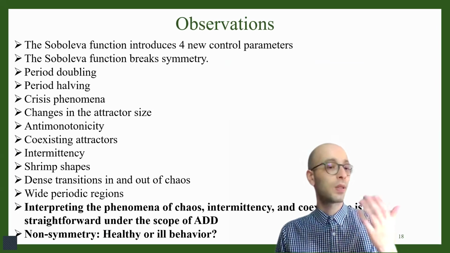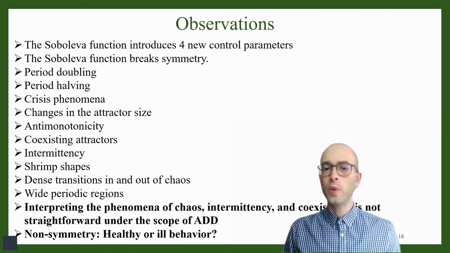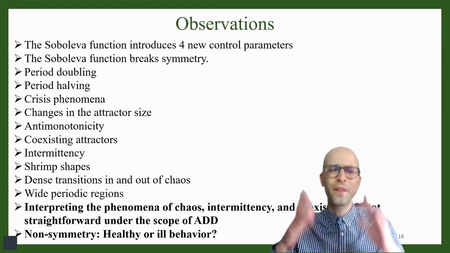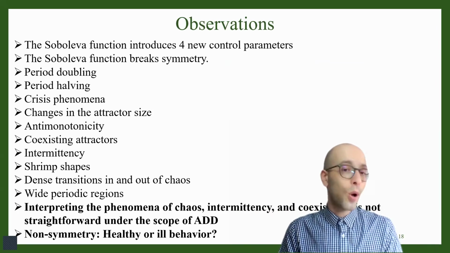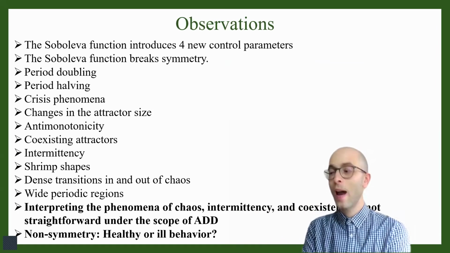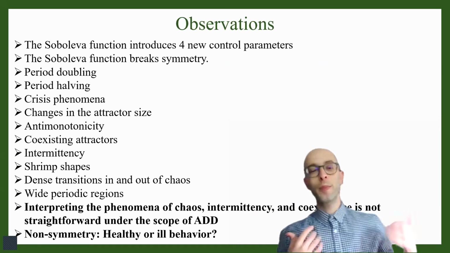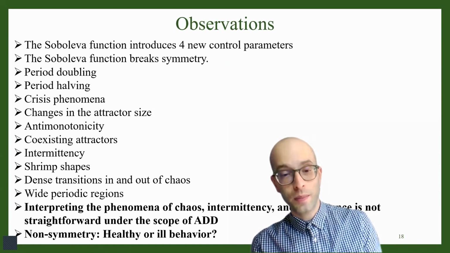Okay. We observed stream shapes, which we didn't see in the original paper. We also observe, as a general remark, very, very dense transitions in and out of chaos. And also we observed periodic regions, very big periodic regions. Now, from all of this analysis, for me, there are two extremely major observations about this system.